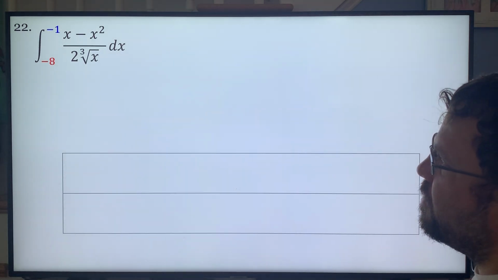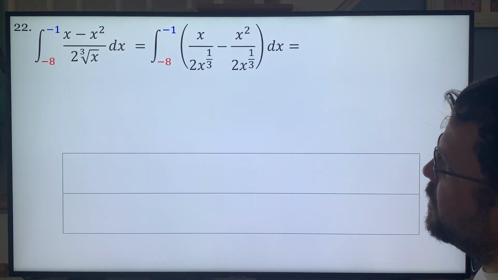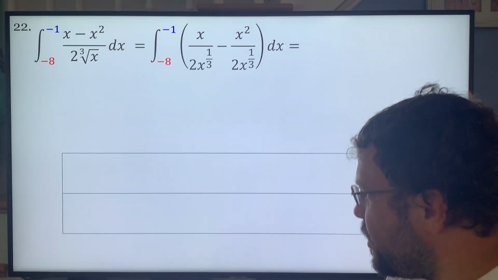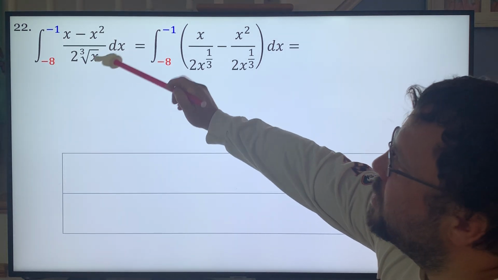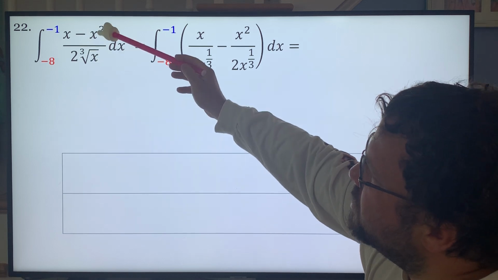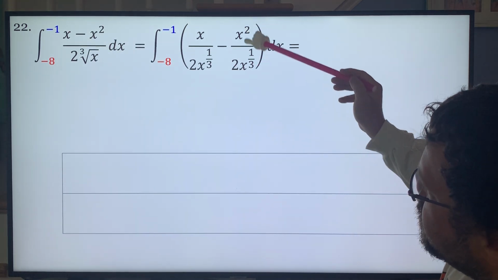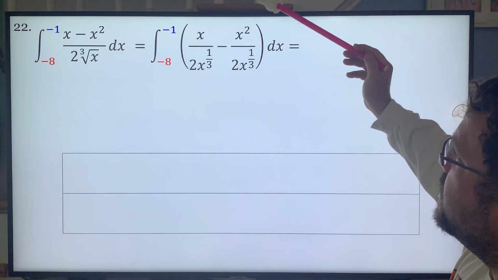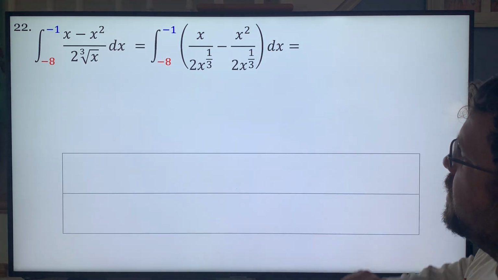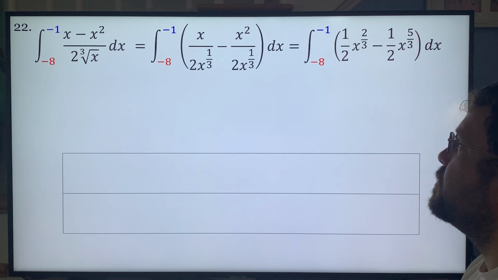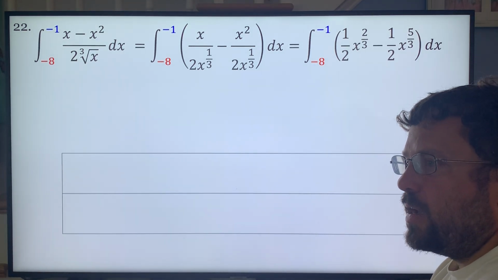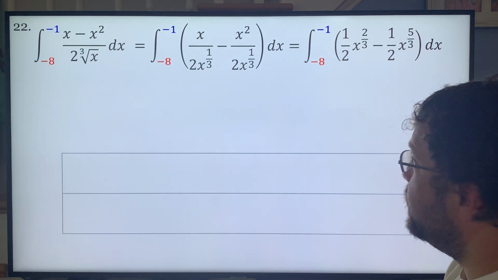All right, so you got it? First step: 2x to the 1/3, right here. You're going to divide both of these by 2x to the 1/3. 1 minus 1/3 is 2/3. 2 minus 1/3 is 5/3. Okay, you're just using your exponential rule: x to the a over x to the b equals x to the a minus b.